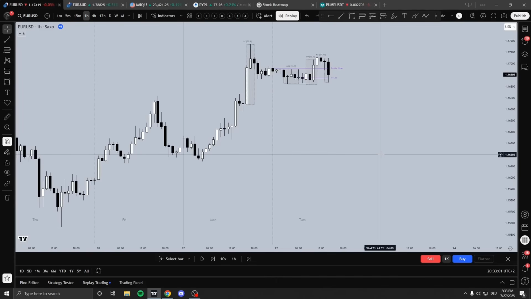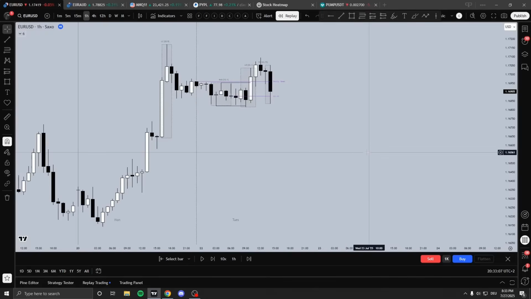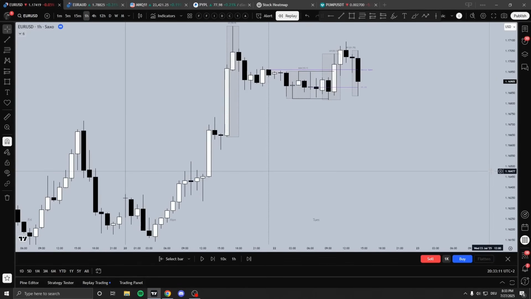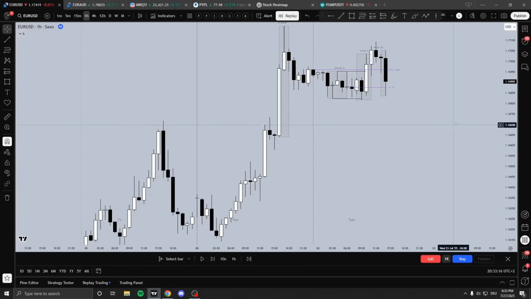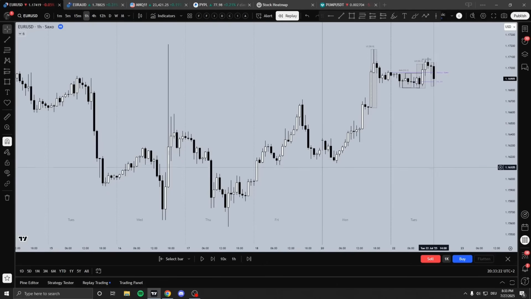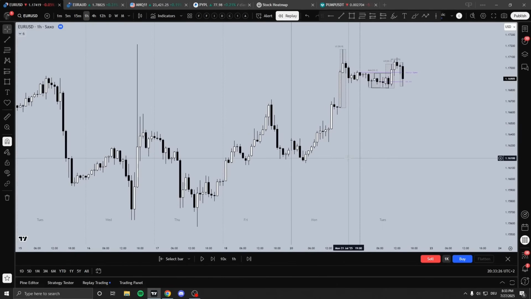And you have to be able to distinguish between a manipulation and a change in order flow, because most people mistake change in order flow with a manipulation and they enter on a manipulation thinking it's a change in order flow. I would say let's go over my trades on Euro I have taken in the last week, and I will show you exactly how I use the change in order flow as my entry confirmation.